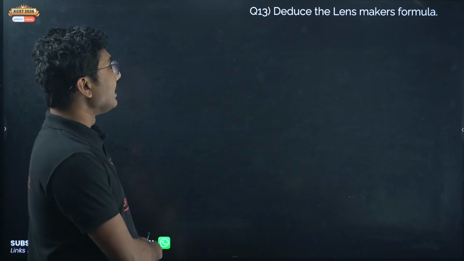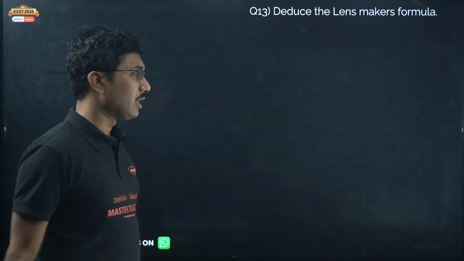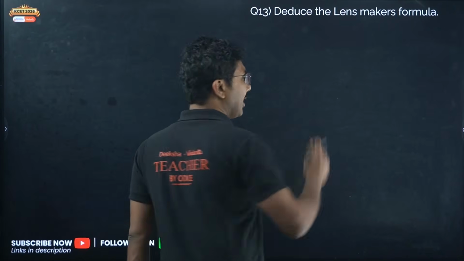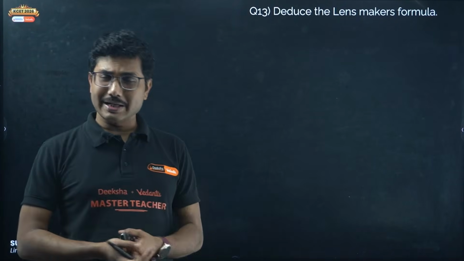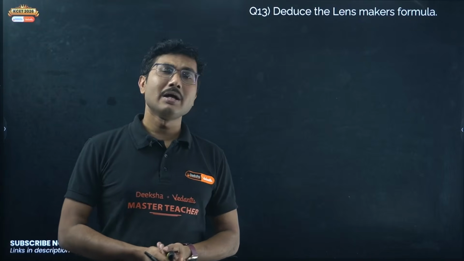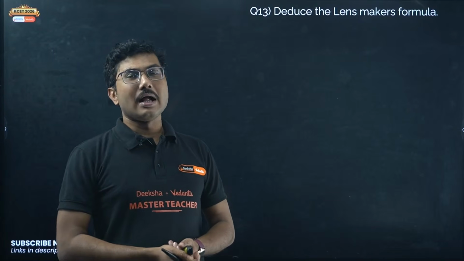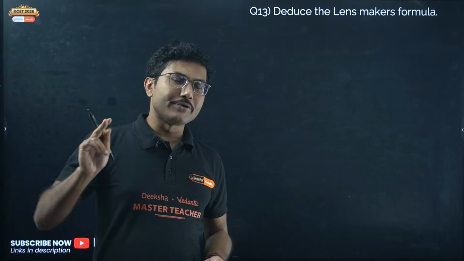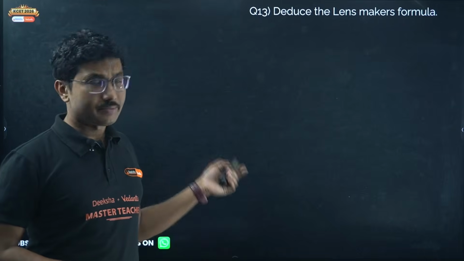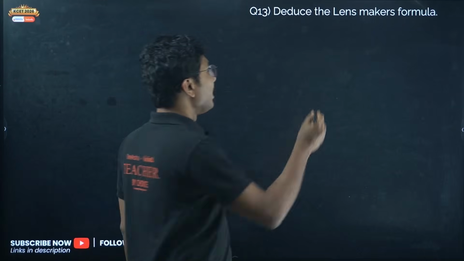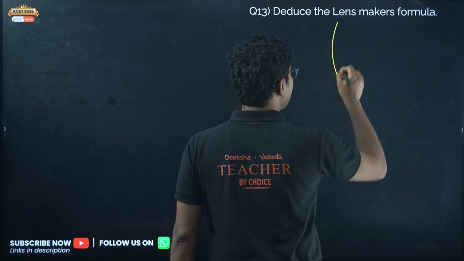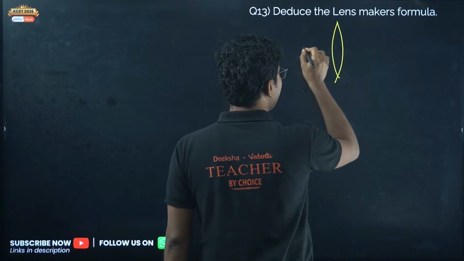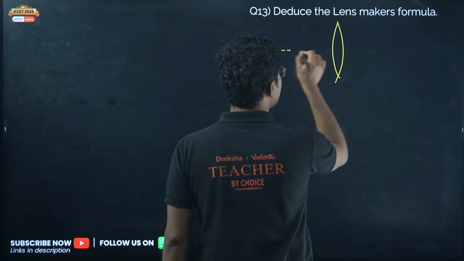Now next, deduce the lens maker's formula. Lens maker's formula, very common. Now from the ray optics chapter we are expecting a numerical, but if there are chances of any derivation coming, there are two derivations I recommend. One is lens maker's formula, another one we will explain in a while. For lens maker formula, the diagram is compulsory. Obviously whenever I am drawing, the diagrams are compulsory.